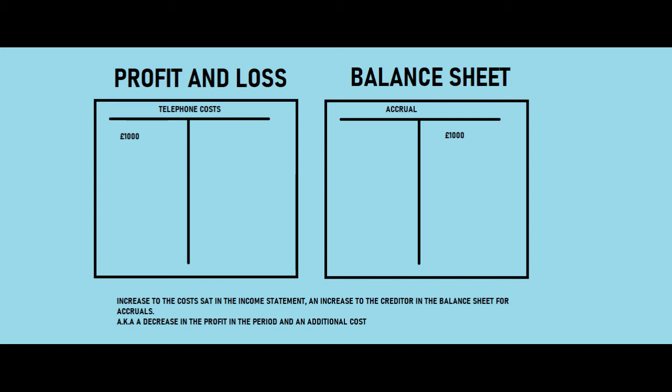So I'm just going to make a disclaimer here that this is not cash accounting. This is accrual accounting. So cash accounting would be accounting for items that you receive as and when. Accruals accounting is all about timing and month end.